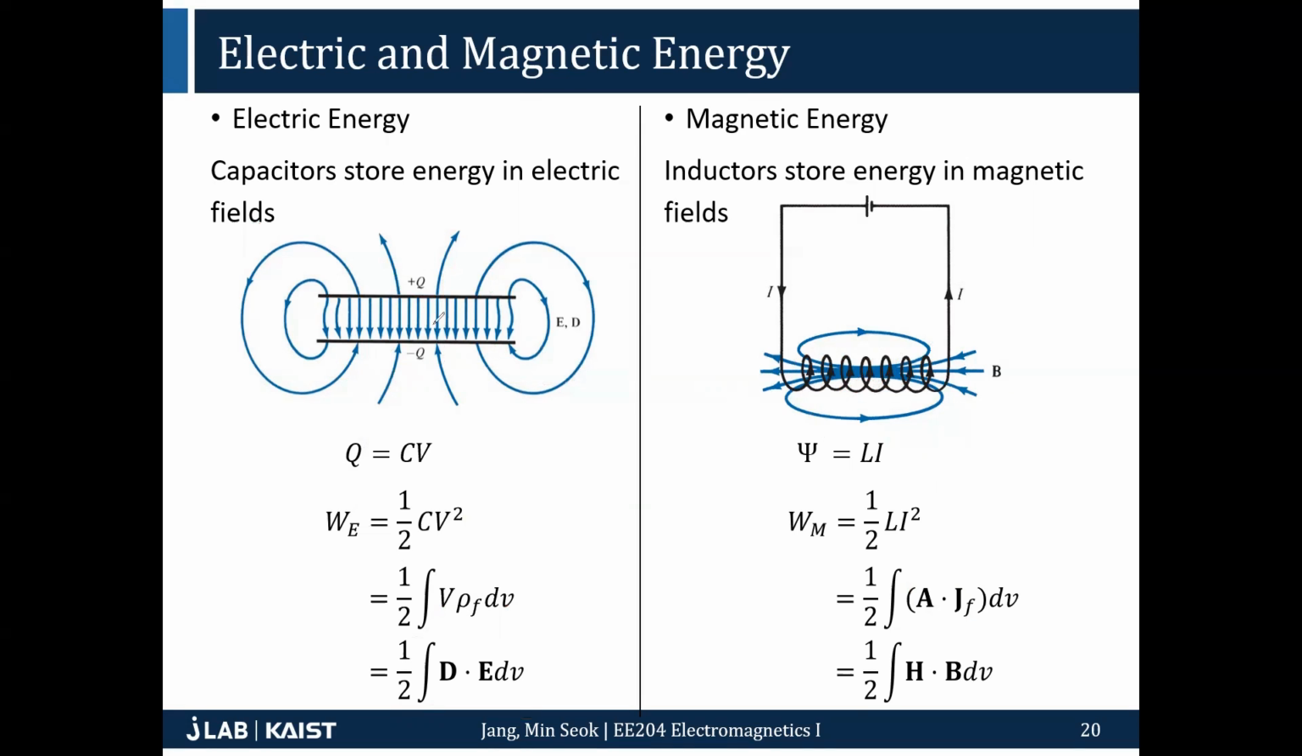So again, what you are storing here is charges. And how to store charges? By applying voltage. Here, what you are storing is magnetic flux. How to store it? By applying current. Right? So that's how it's going to work. And then the stored magnetic flux actually has energy. And here, stored charges have energy. Okay, so this is basically a brief explanation about the magnetic energy. Do we have any questions?